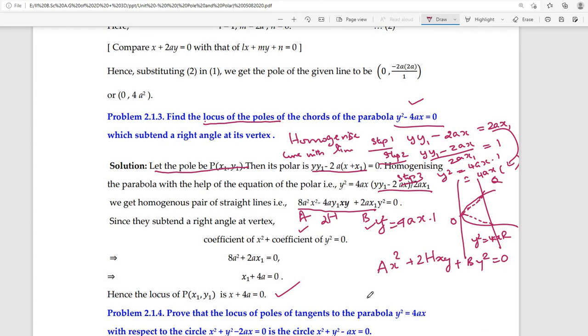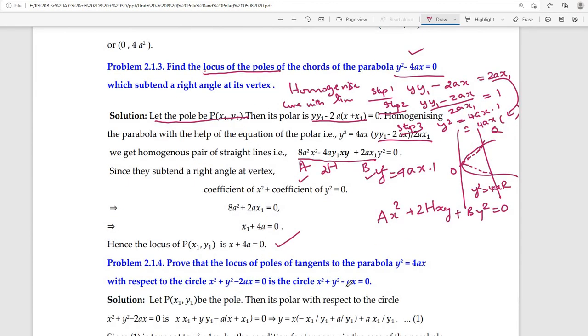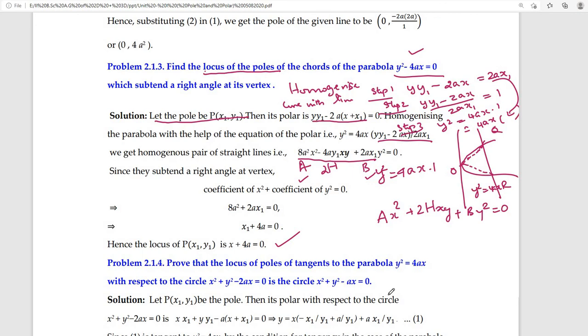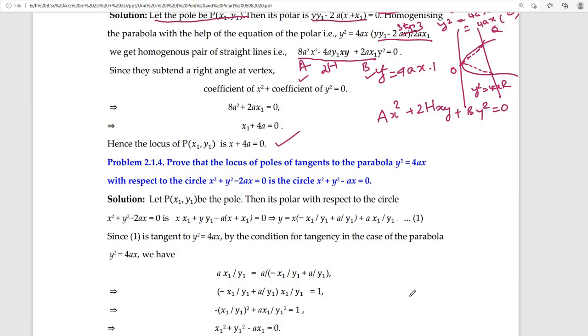And in the next problem, we are asked to find the locus of poles of tangents to the parabola y square is equal to 4x with respect to the circle given by this circle. So here again we are given locus of poles of tangents. The moment you see locus of pole, you will have to start: let P(x1, y1) be the pole, then its polar with respect to.